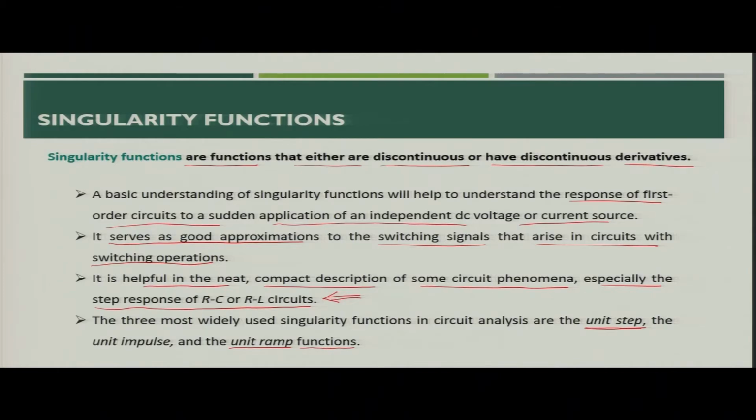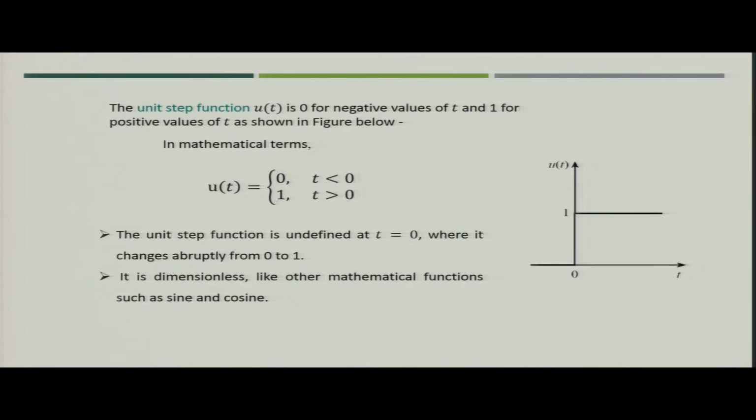Before that, let us understand the various functions which we just mentioned, like unit step, unit impulse and unit ramp functions. First, let us see what the unit step function is. The unit step function is 0 for negative values of time t and 1 for positive values of time t, as shown in the figure. The function value is 0 up to time just less than 0, and suddenly it becomes 1 at time 0 plus. This kind of function is called the unit step function.